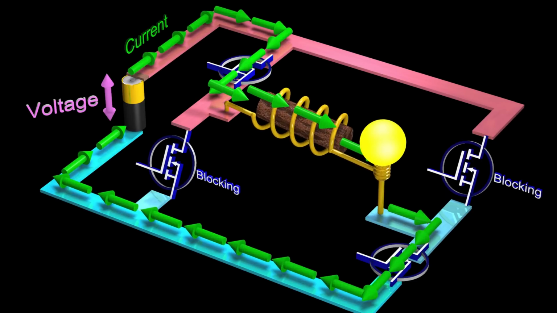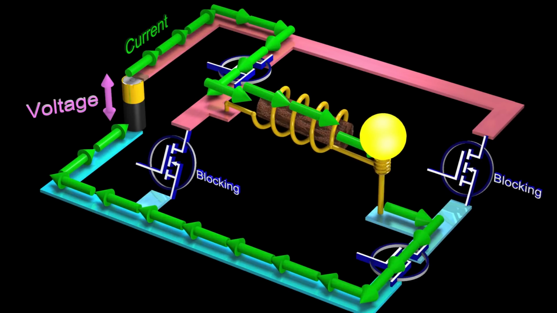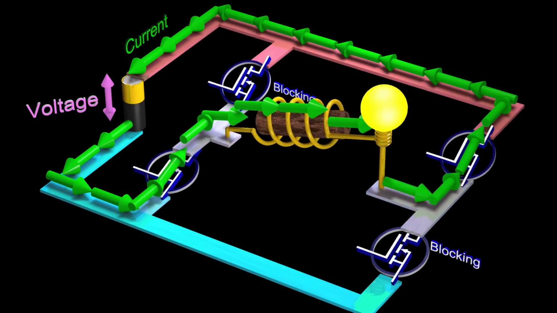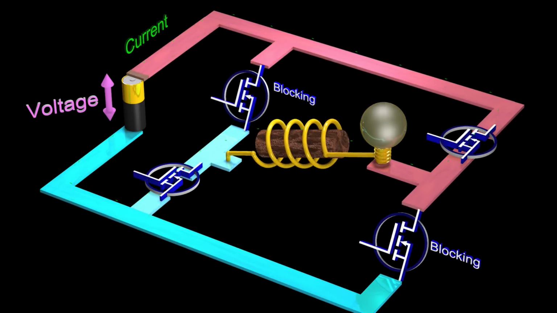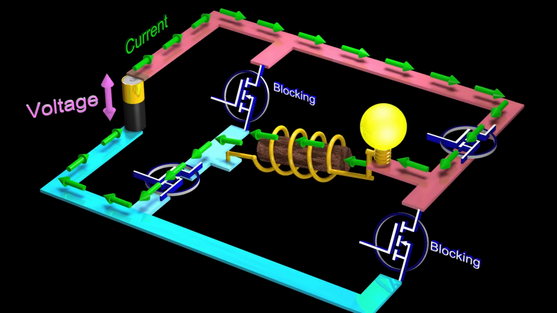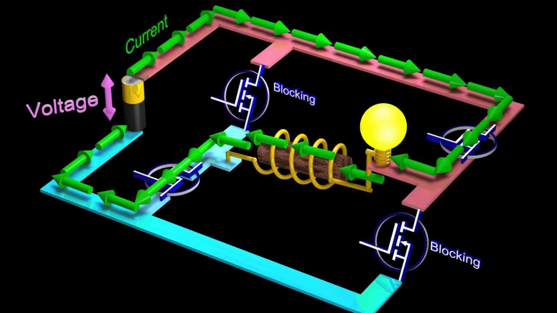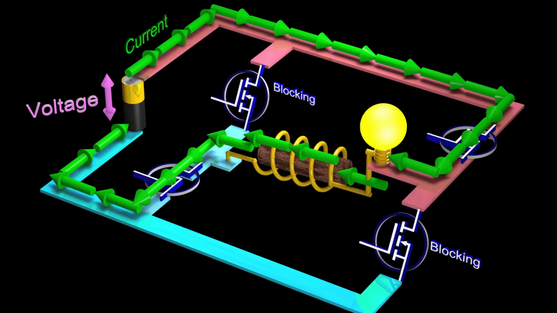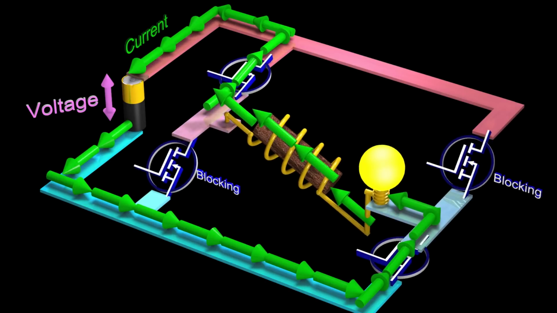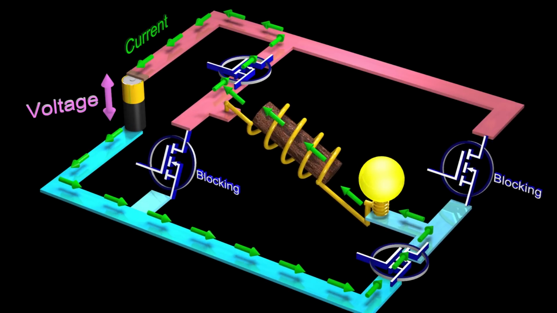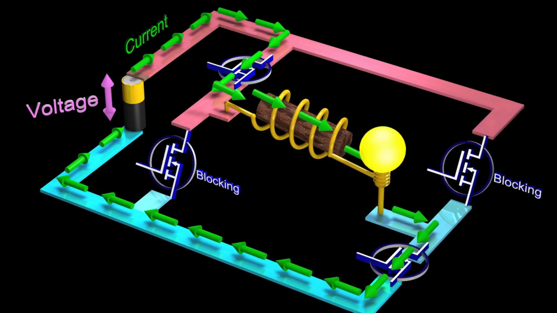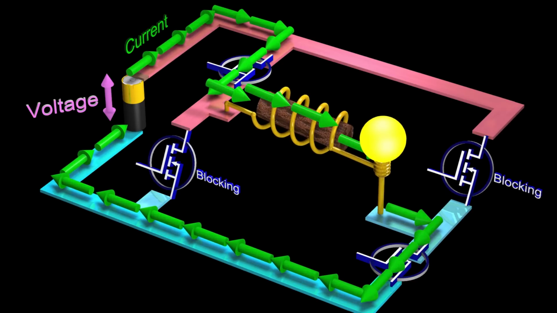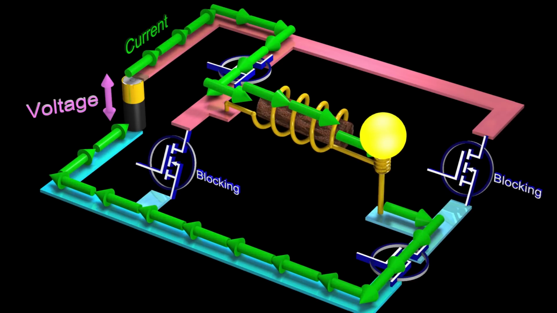The light bulb represents a load to which we wish to supply AC power. This light bulb behaves like a resistor in that the voltage drop across the light bulb is proportional to the current passing through it. When the current through the light bulb changes direction, the direction of the voltage drop across the light bulb also changes.